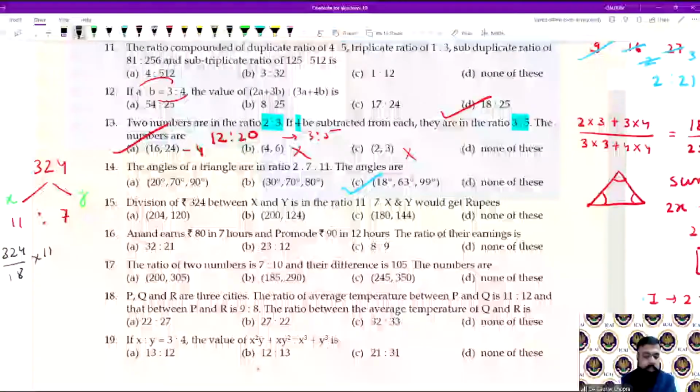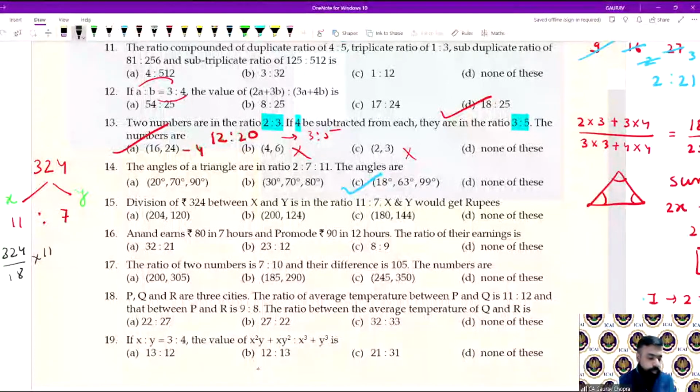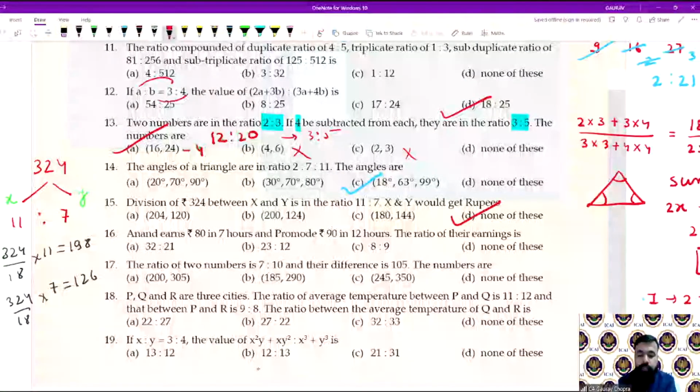So most of you have given the answer as option number D. Yes, option number D is the correct answer. So what are the values? If we find the values, the value is 198 for x and 324 by 18 into 7, that is 126 for y. So x will get 198 rupees, y will get 126 rupees. So the correct answer is option number D.